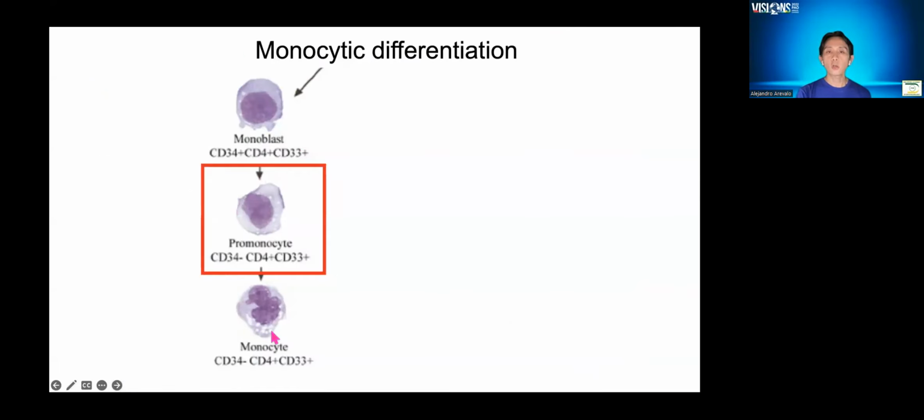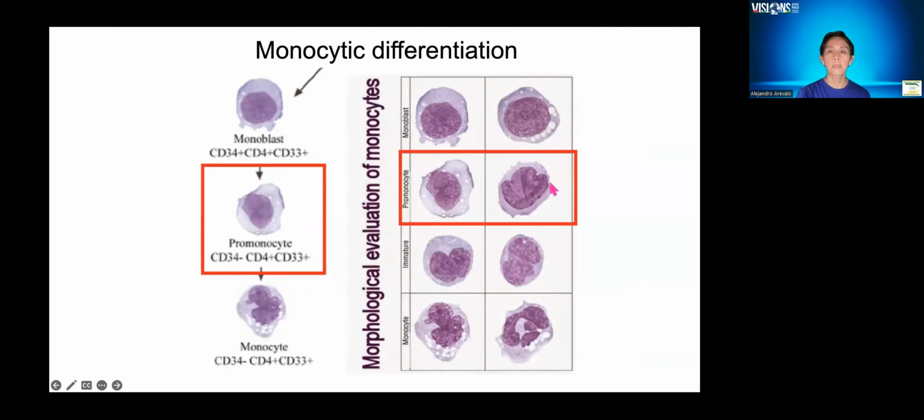Okay, so the monocytes have a three-stage differentiation. You have your monoblast, your promonocytes, and your mature monocytes. This is another picture. To differentiate promonocytes from monoblasts, they have almost similar morphologic features, except that the promonocytes have a delicately folded nucleus. Now, for the mature monocytes, the chromatin is more condensed, and they have a more lobulated nucleus.